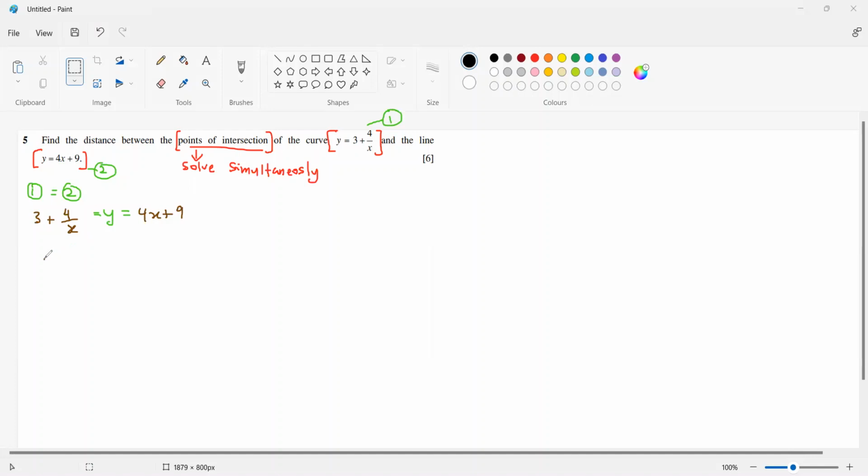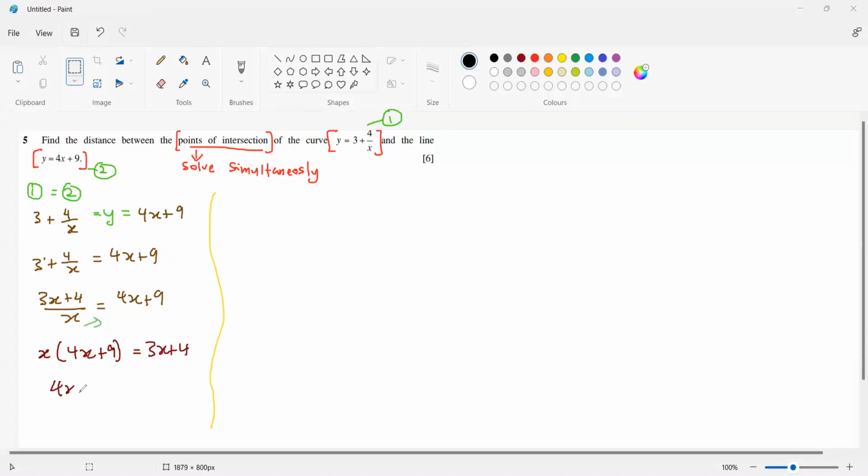Making the denominator the same. So now we copy only, skip the y. This equals 4x plus 9. To make the denominator the same, and this one move to the right. So when we cross multiply from here to here, we move this to the right, but we write it on the left. 4x plus 9, and this equals 3x plus 4. Becomes 4x squared, this is 9x, 3x plus 4.